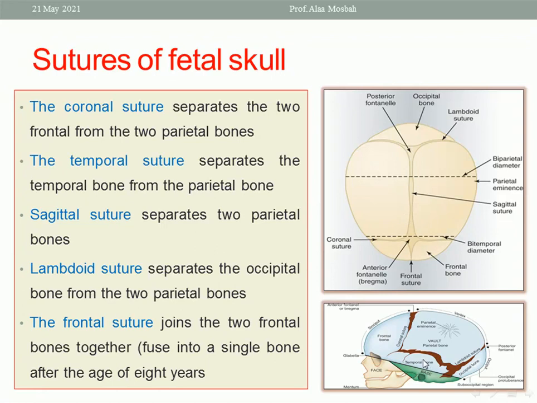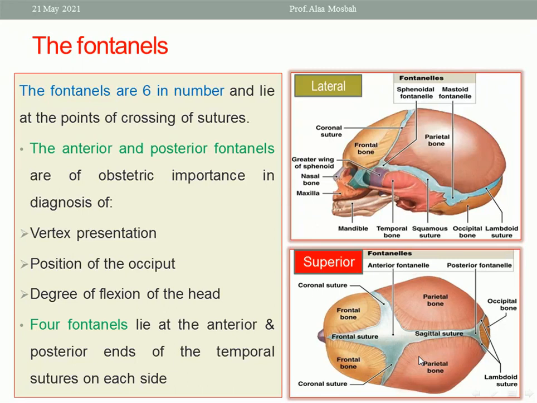Look at the other picture down here. From the lateral view, you can see the temporal suture. We have a temporal suture on each side here. The temporal suture separates the parietal bone from the temporal bone. Okay? What about the fontanelles? We have two important fontanelles, the anterior fontanelle as in this picture. This is the anterior fontanelle, the largest. And this is the posterior fontanelle, the smallest one.